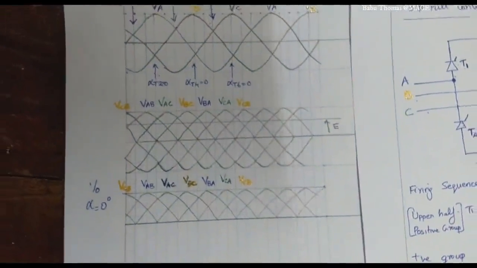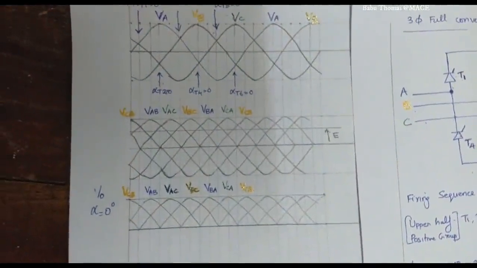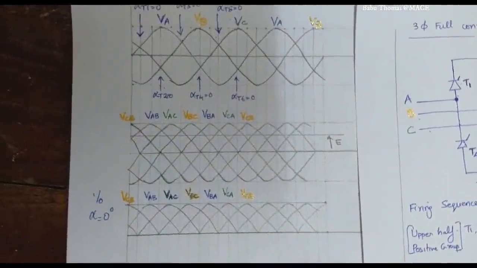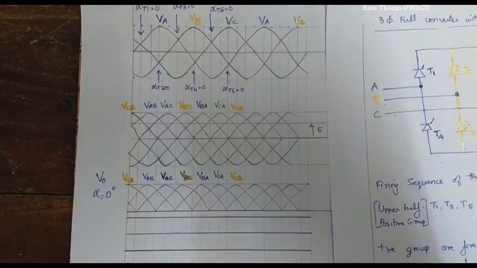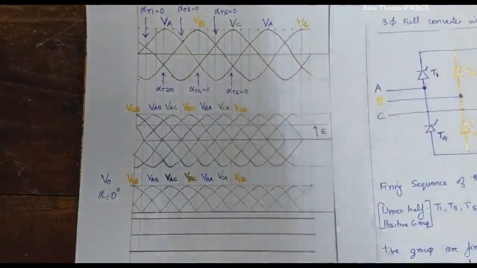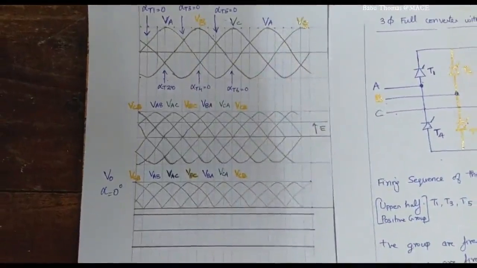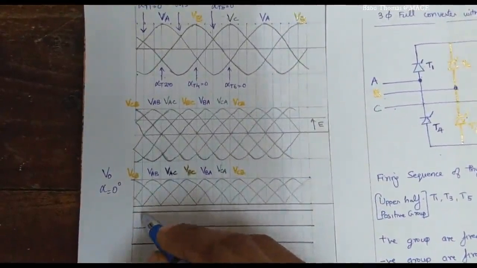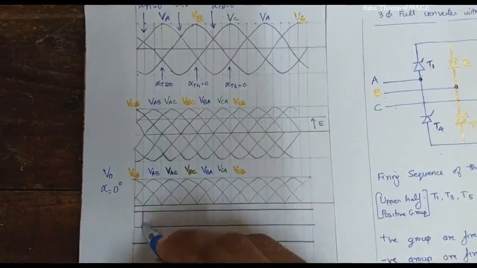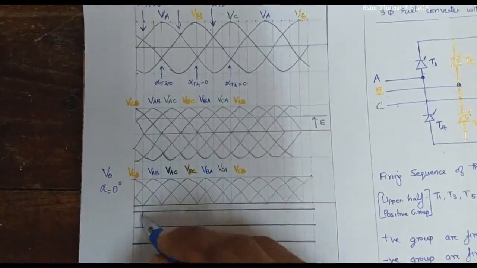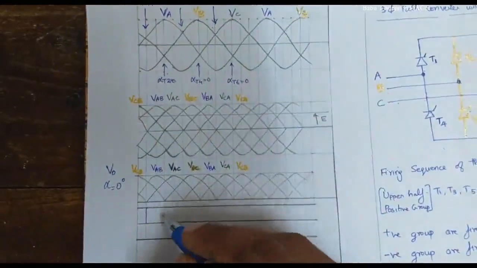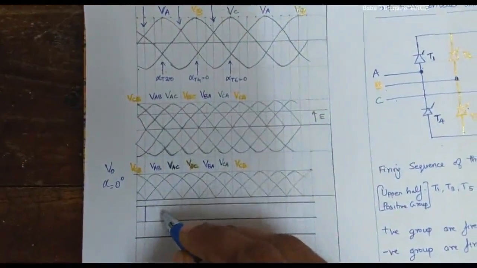Now we need to find out which thyristors are turned on at each instant in order to plot the output waveform. Now we will be plotting the sequence of firing of the thyristors. For alpha equal to 0, the thyristor which is fired at this particular instant is referring to alpha T1 equal to 0. So this is the instant of thyristor T1.